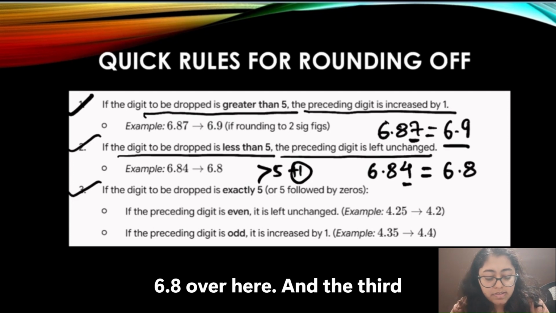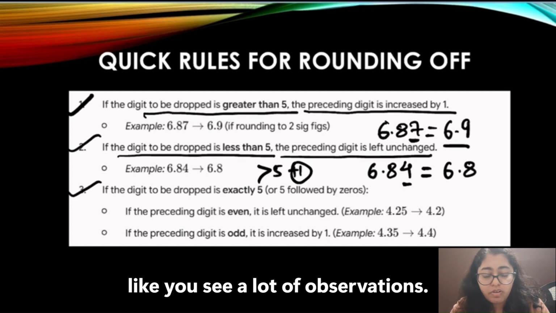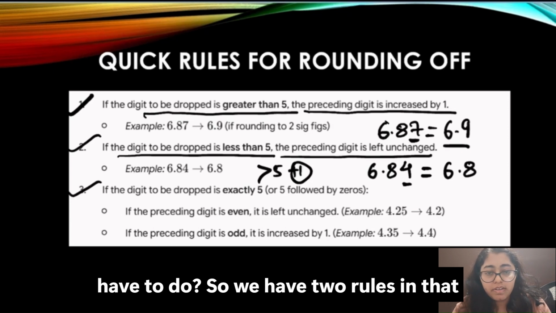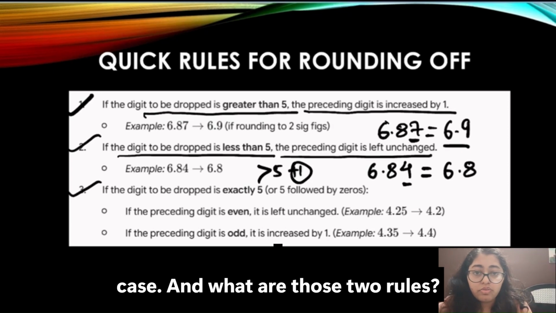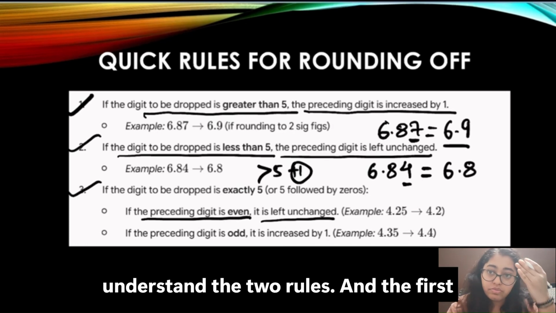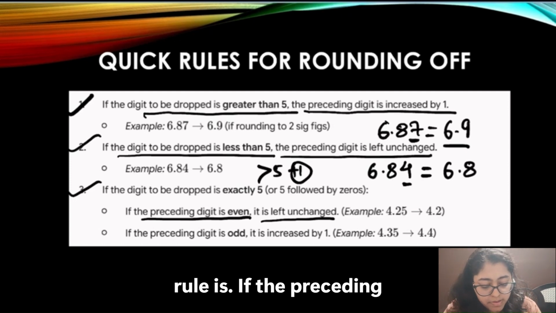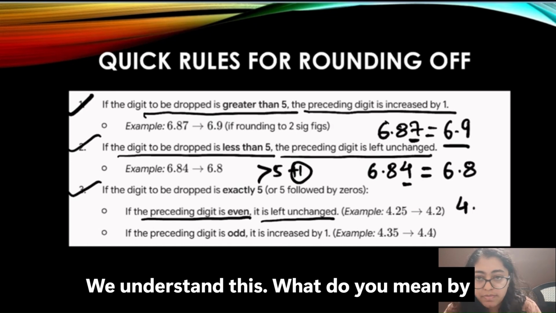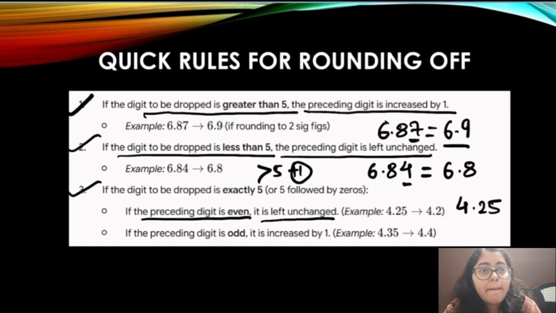And the third one is, if the last digit is 5, like you see in a lot of observations. If the last digit is 5, then what do we have to do? We have two rules in that case. And what are those two rules? Let us understand them. The first rule is, if the preceding digit is even, it is left unchanged. What do we mean by this?